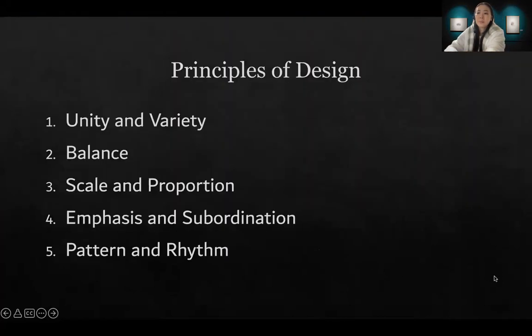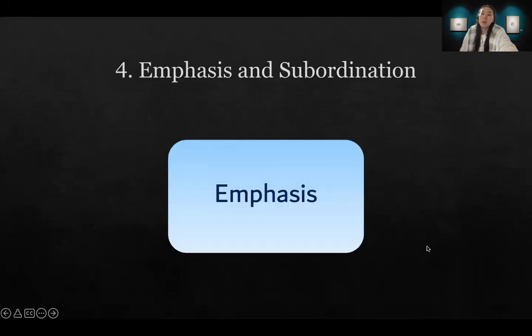In the last meeting, we saw unity and variety, balance, and scale and proportion for the principles of design. Today, we're going to continue to see the rest of the principles of design: emphasis and subordination, and pattern and rhythm. So let's see emphasis and subordination first.